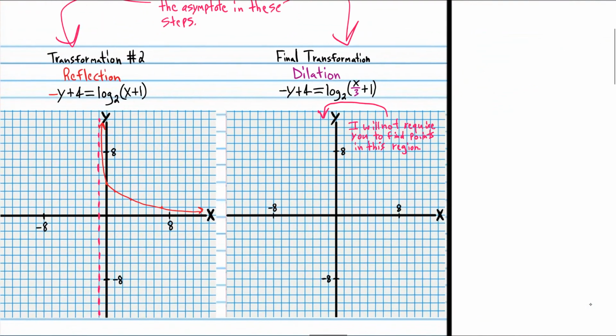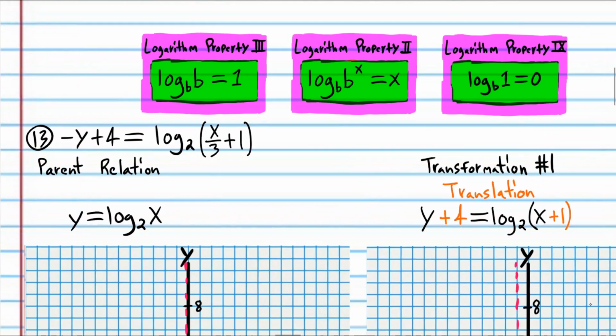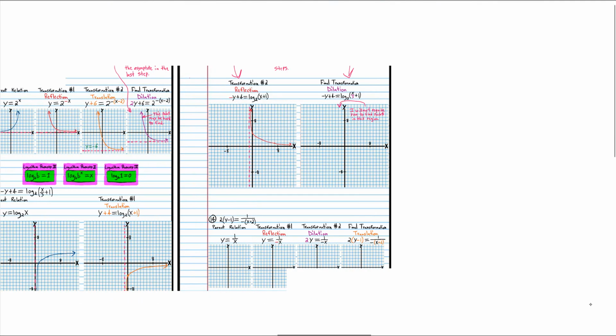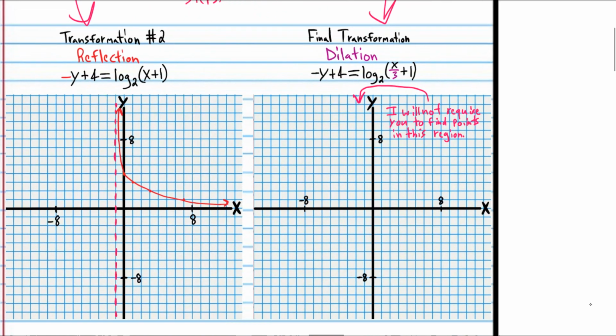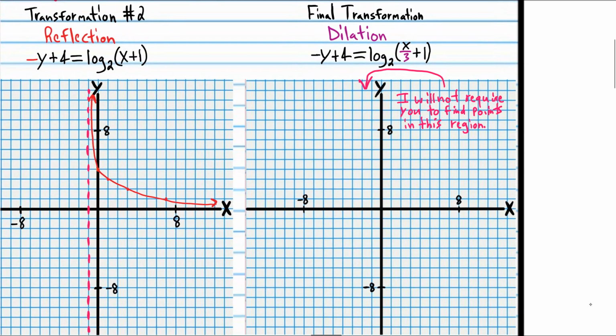Okay, so now we're going to dilate. We're going to replace x with x over 3 because we have an x over 3 in our equation that we're trying to graph. So when you do that, you multiply all the x values of the previous graph by 3. So the x value of this point is 0, so that's not going to change.